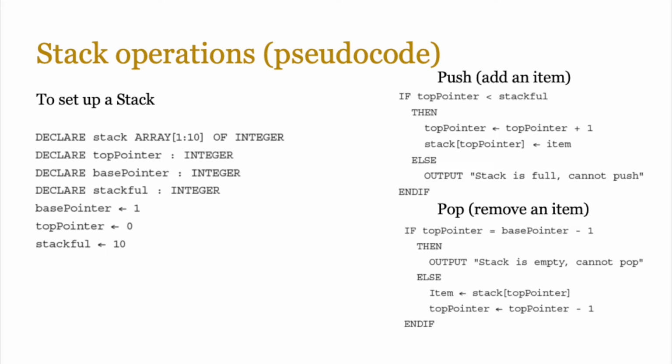Otherwise, the item that we're popping out is the one stored at that top pointer, and then we decrement the top pointer because you've got to keep reducing it. Remember, we don't work with the base pointer whatsoever in a stack. It's only the top pointer that's either incremented or decremented. So do pause the video and have a look at the pseudocode.